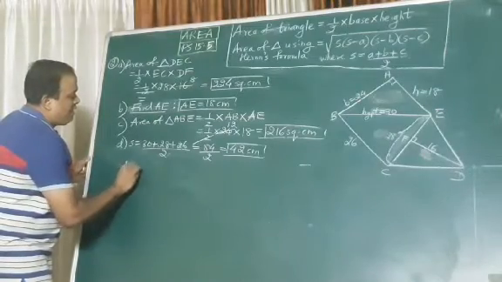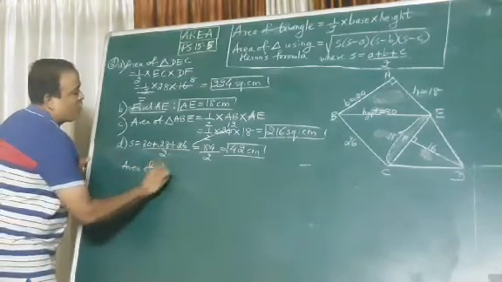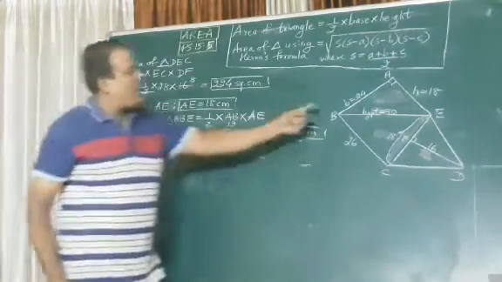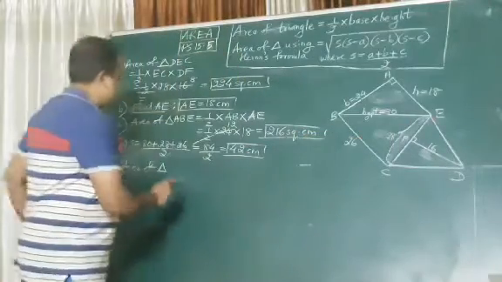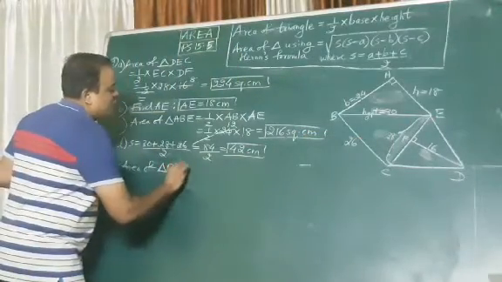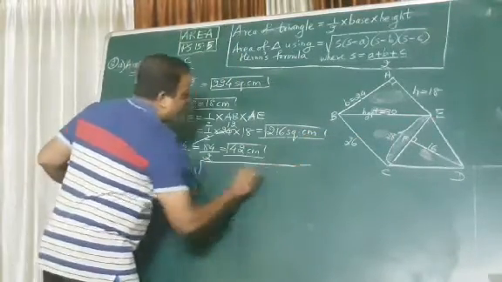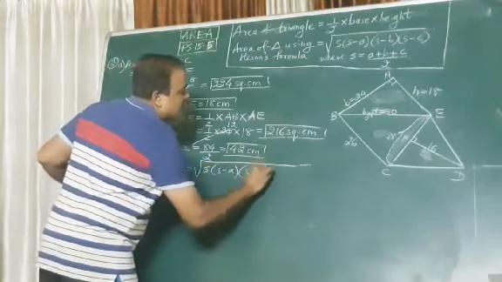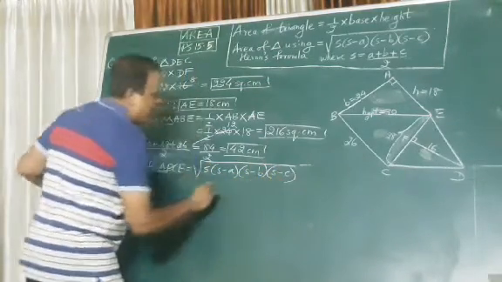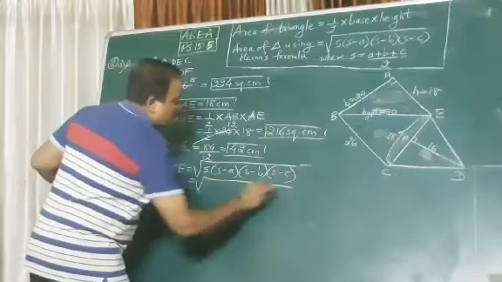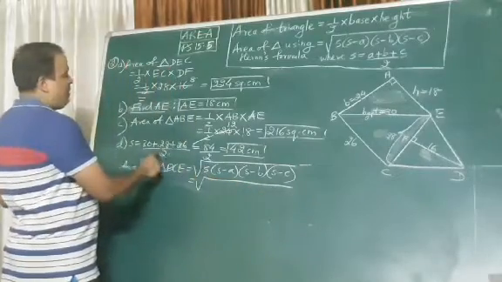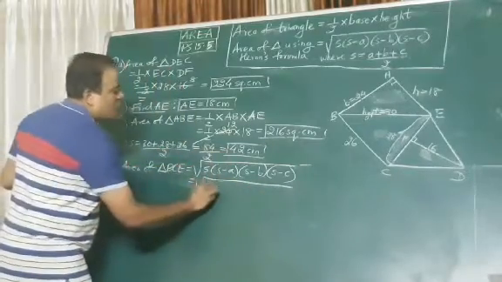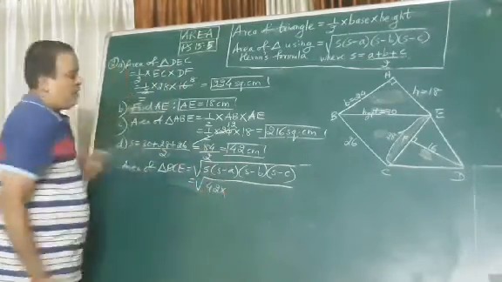Now find the area using Heron's formula. I am going to do it a little more quickly. So area of triangle BCE. First write the formula. What is the formula? Square root of S into S minus A, into S minus B, into S minus C. What is my S? Semi-perimeter, how much did we get? 42.